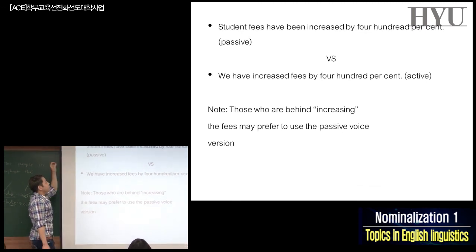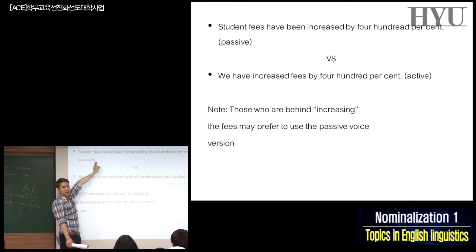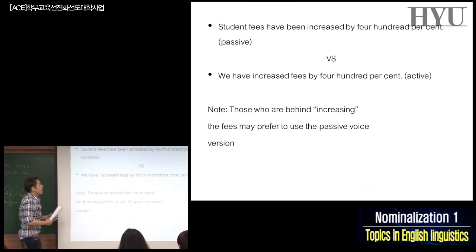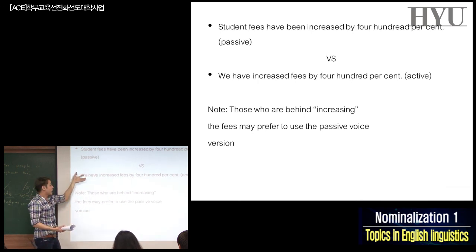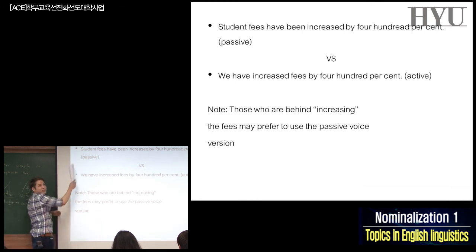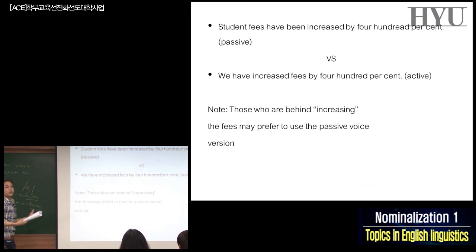In this case, it's still the material process, right? Have been increased. You have the verb to increase as the material process. And we have increased fees by 400%. That's still the material process. But people who are behind the increasing of the fees might prefer the passive version because they don't want to indicate that they are the ones who are doing that action, okay?